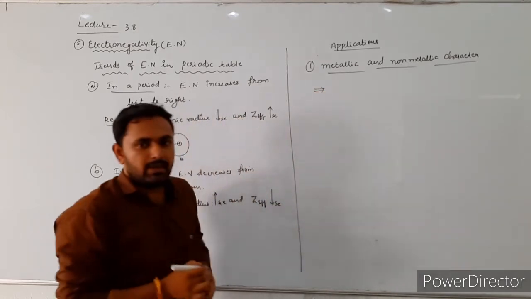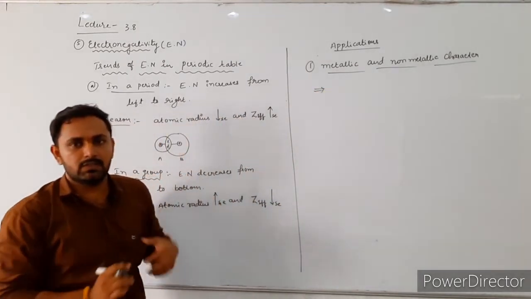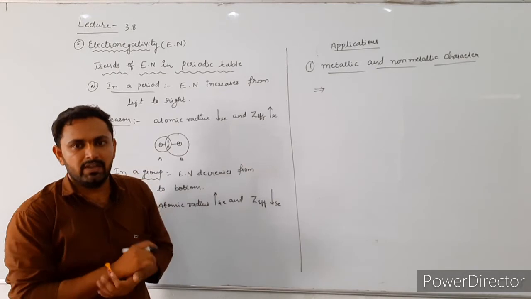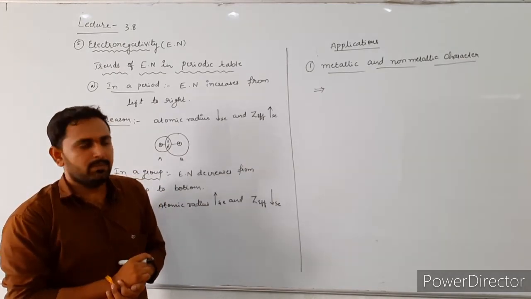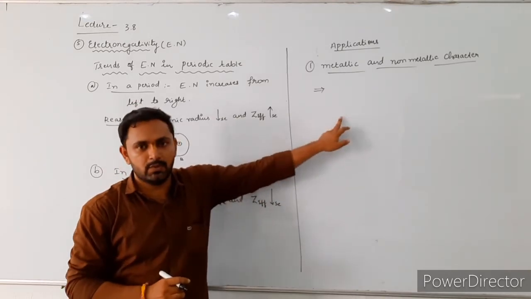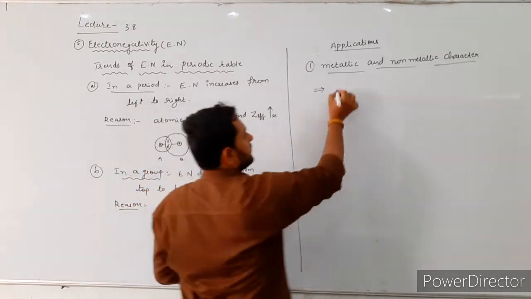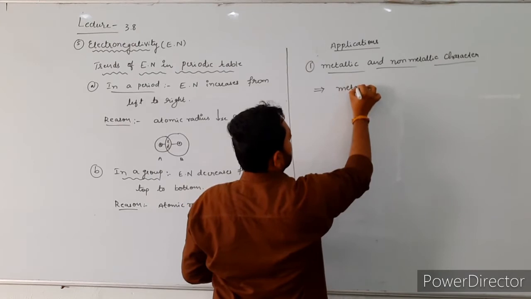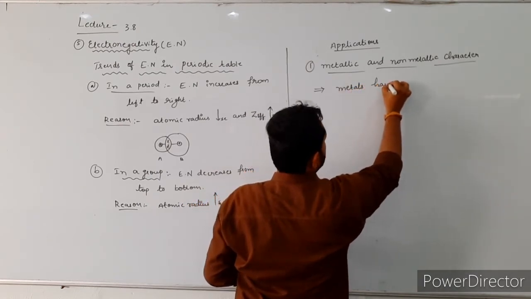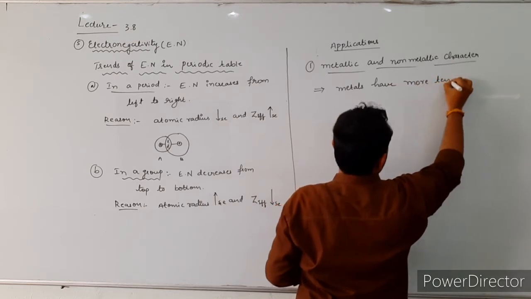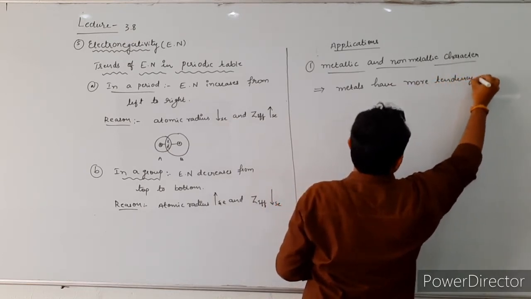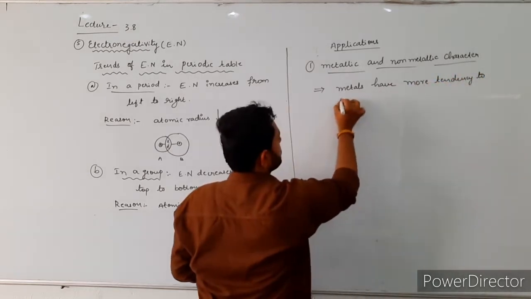We know that metals have more tendency to lose electrons. That's why metals have less electronegativities. That's why metals are inversely proportional to electronegativity. Metals have more tendency to lose electrons.